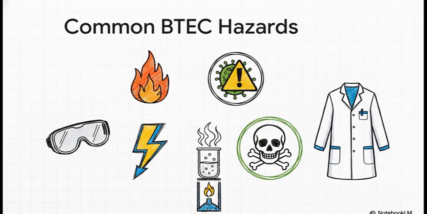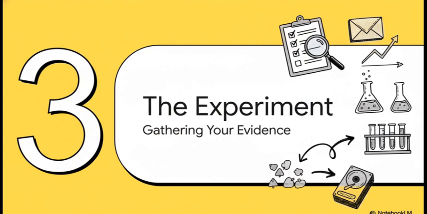And of course, safety. This is absolutely non-negotiable. You have to do a thorough risk assessment. You look at the potential hazards, like the ones you see here, and you have to identify them, figure out the level of risk, and then write down exactly what you're going to do to control it. Things like wearing the right PPE or following COSHH rules when you're handling chemicals. It's a must-do.